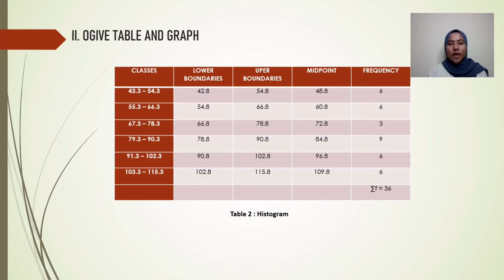Okay, how to calculate the lower boundary is 54.3. You must add 55.3, the upper boundary plus the lower boundary, and divide it by 2, and you get the answer 54.8. After that, to calculate the upper boundary, 63.6 plus 67.3, you get the upper boundary 66.8.